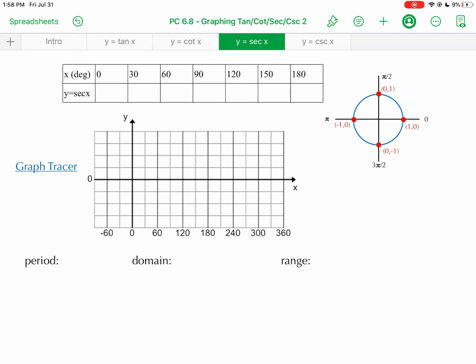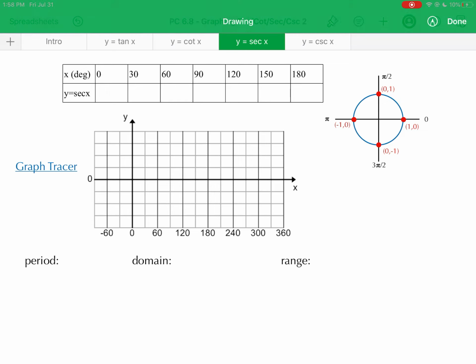All right, now we're moving into the secant function. And when I evaluate the secant function on my calculator, I need to use a quotient identity and type it in as 1 over cosine of whatever angle that I'm working with. All right, so secant of 0 is equal to 1.